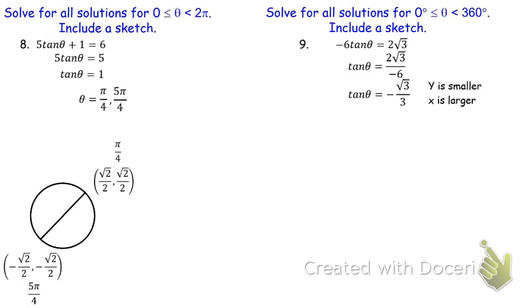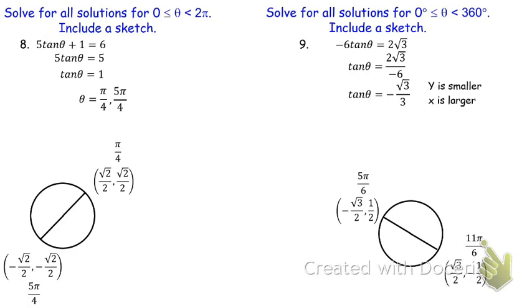Now tangent's negative in 2 places. It's negative in quadrants 2 and 4. I just need to figure out what points to use. Now I'm thinking of my unit circle, and I know that at the pi over 6's, the y's are smaller than the x's because you're more over than you are up. So, to solve this, I'm going to use 5 pi over 6 and then also 11 pi over 6.